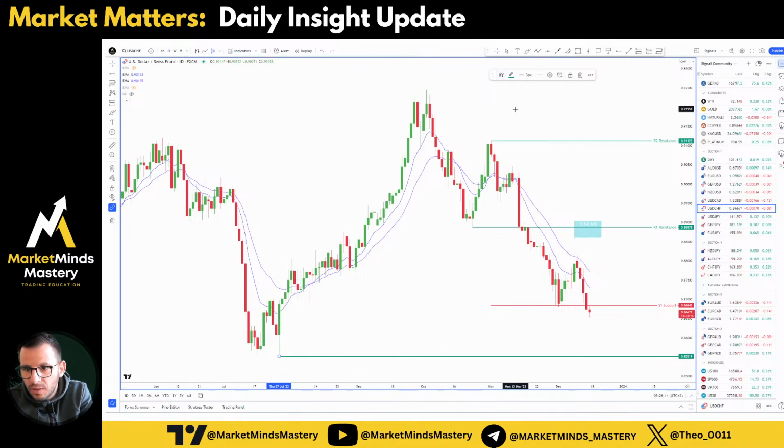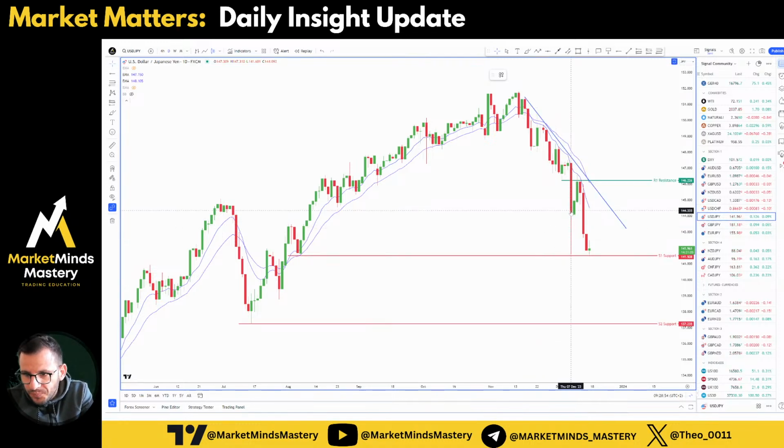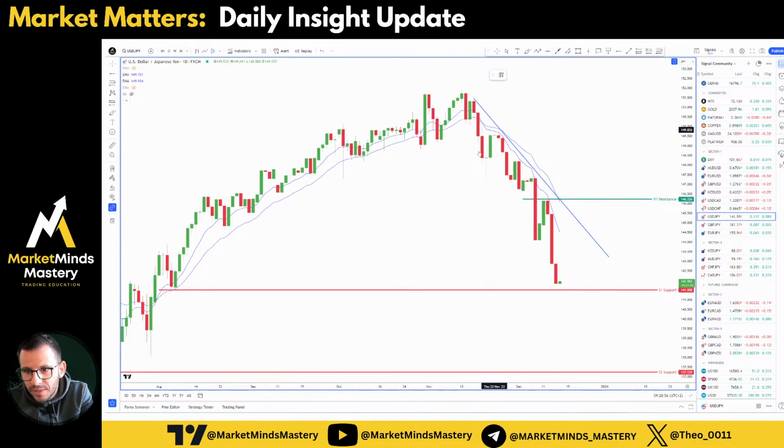So that's our support. Up. USD JPY price, from this point it started moving lower, showed lower highs and lower lows. Here it was a double top.